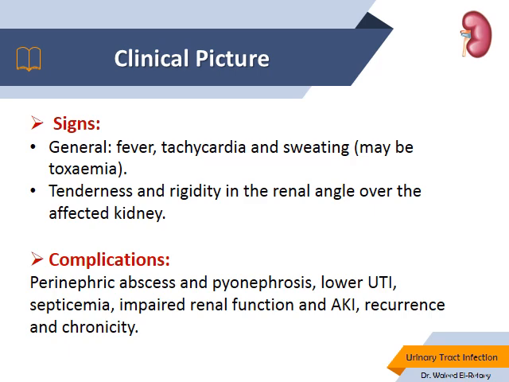Signs of acute pyelonephritis include fever, tachycardia, sweating, tenderness, and rigidity in the renal angle over the affected kidney. We should also mention in the clinical picture the complications that may result from acute pyelonephritis, which include perinephric abscess and pyelonephrosis, lower urinary tract infection, septicemia, impaired renal function, and acute kidney injury, or recurrence of this urinary tract infection and acute pyelonephritis that may lead, in the end, to renal scarring and chronic kidney disease.